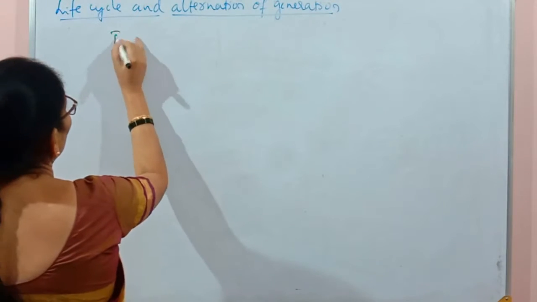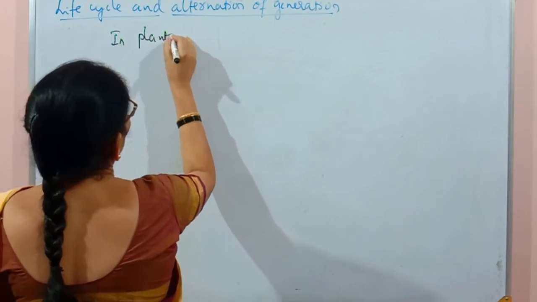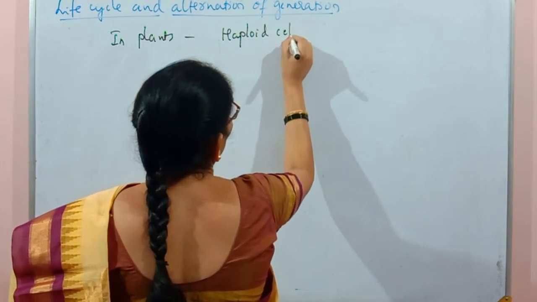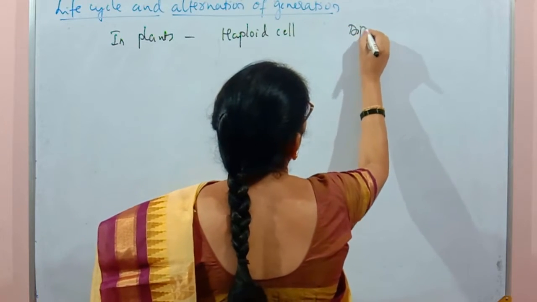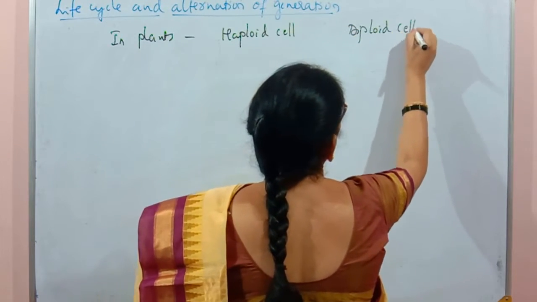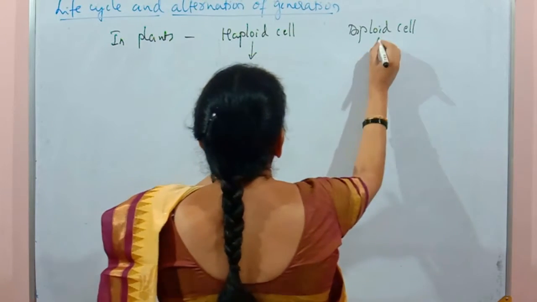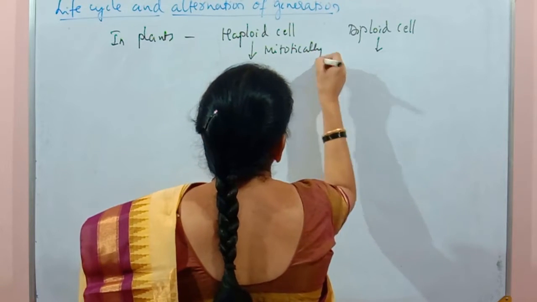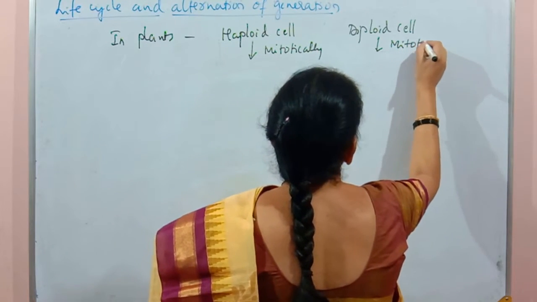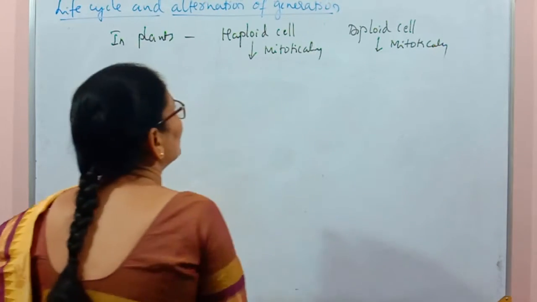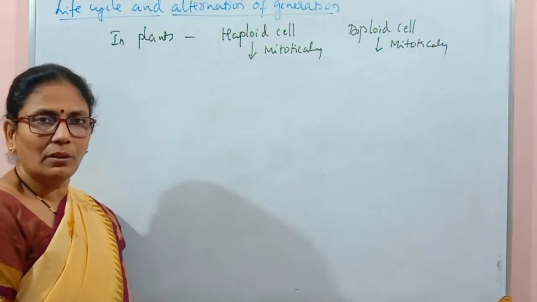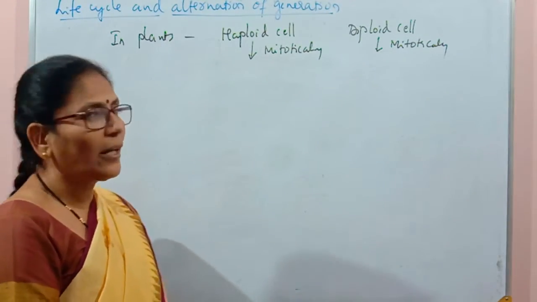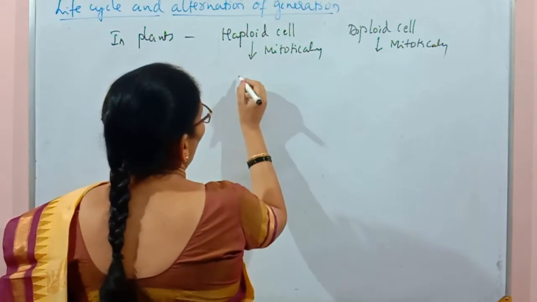So both haploid cells and diploid cells divide mitotically, and they form the plant bodies. The different plant bodies are formed.